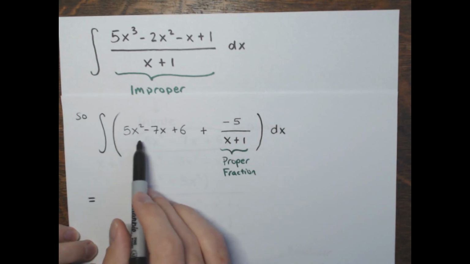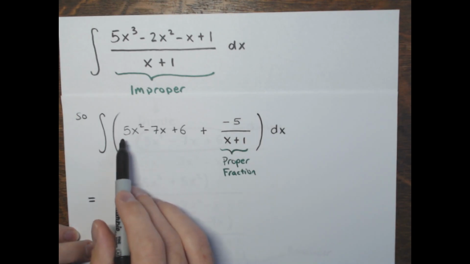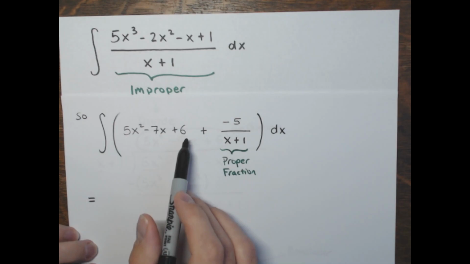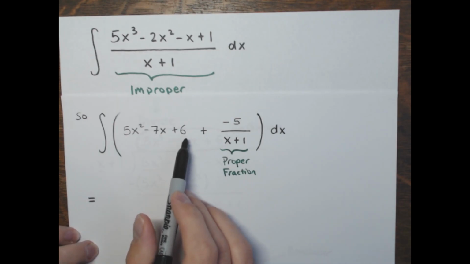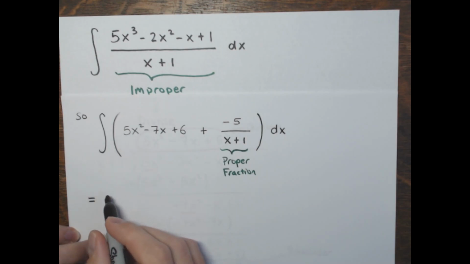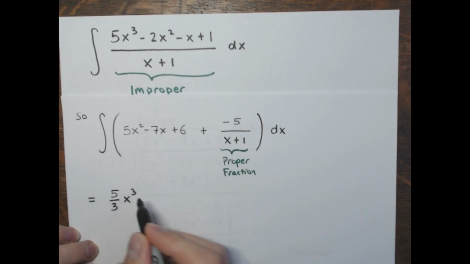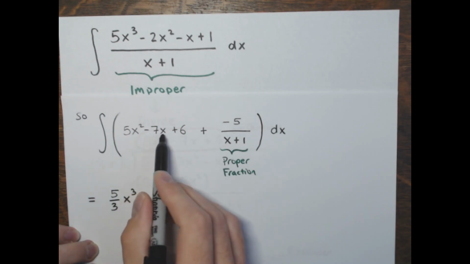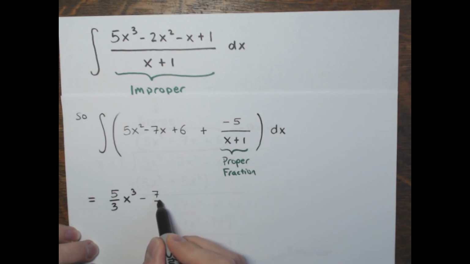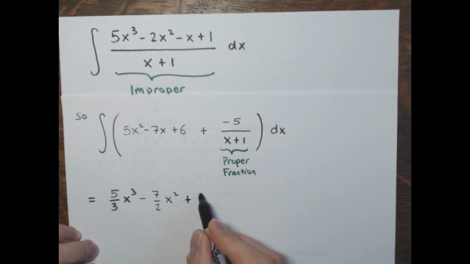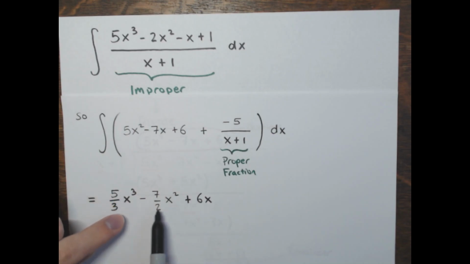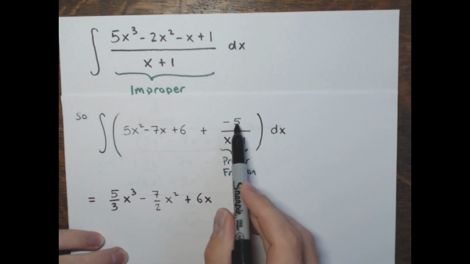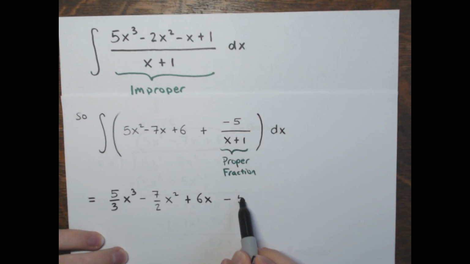The quotient is a polynomial, and I can easily integrate polynomials term by term using the reversal of the power rule. 5x squared, the antiderivative would be 5/3 x cubed minus, and then 7x, the antiderivative would be 7/2 x squared plus 6, plus 6x when I do the antiderivative there. So there's my antiderivative of the quotient. And then we have plus, -5.